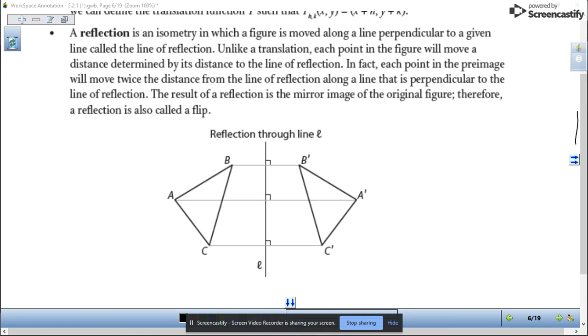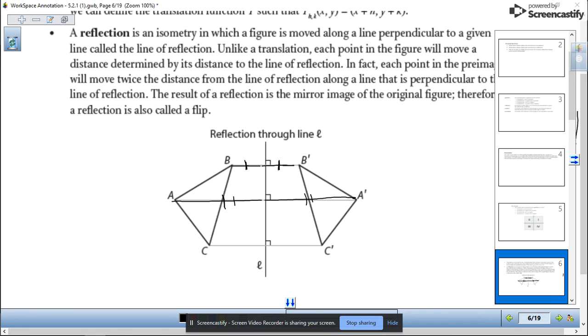Okay, so B, what we would like to think about here is this distance right here is exactly the same as this distance over here, right? So that and that are equal. Just like the distance from A is the same as the distance to A prime. Those two are equal. And then same thing for C. They're perpendicular to the line of reflection and they are congruent. Those two halves are congruent. So those are pretty straightforward and pretty easy.